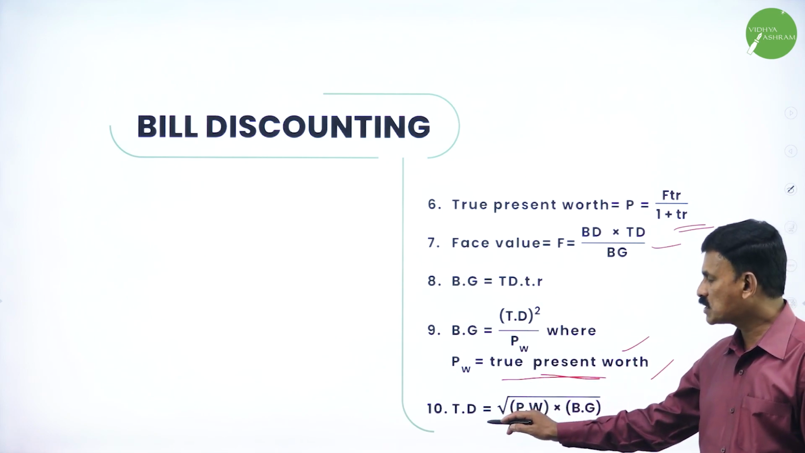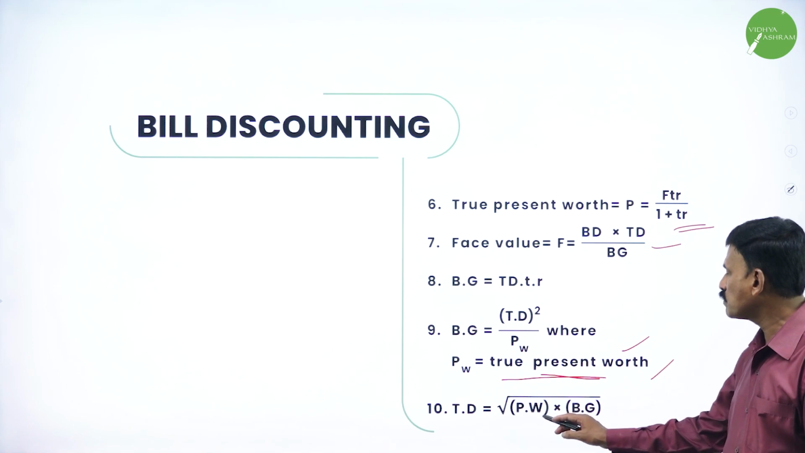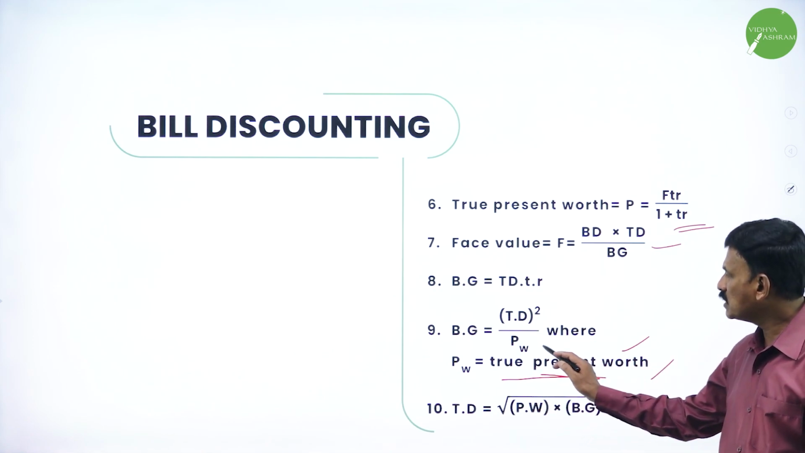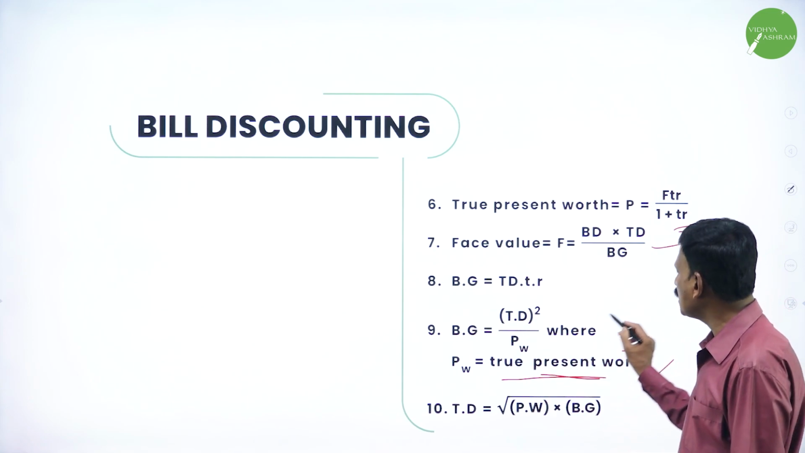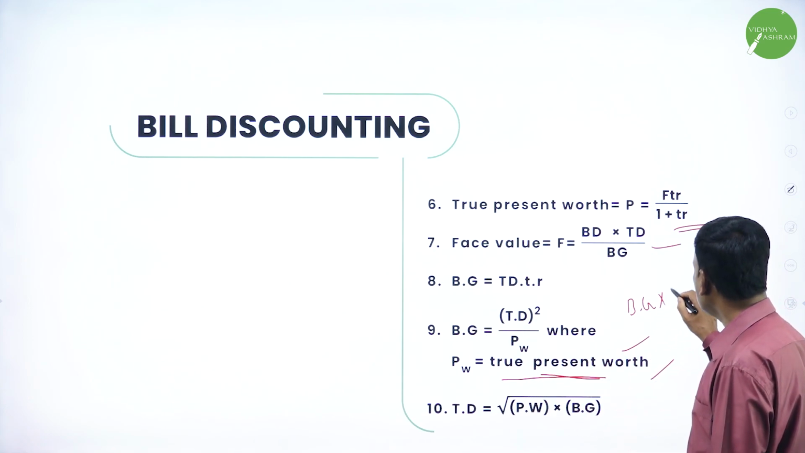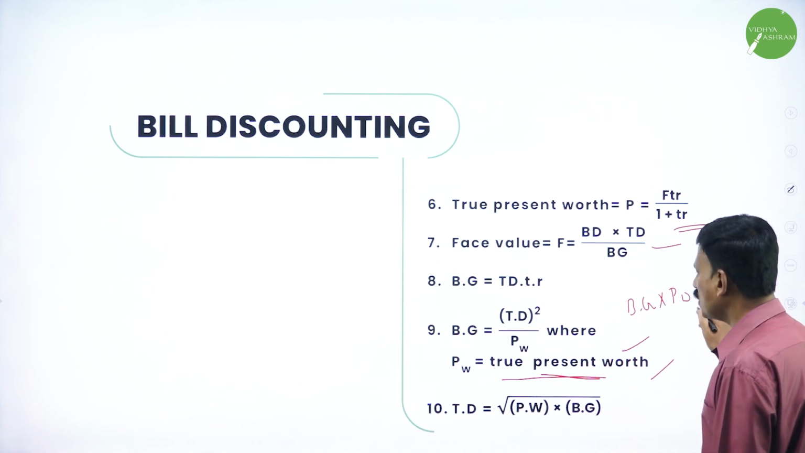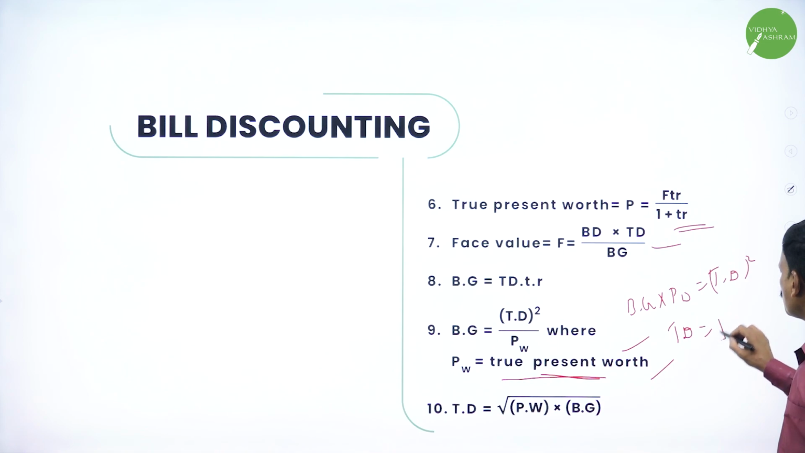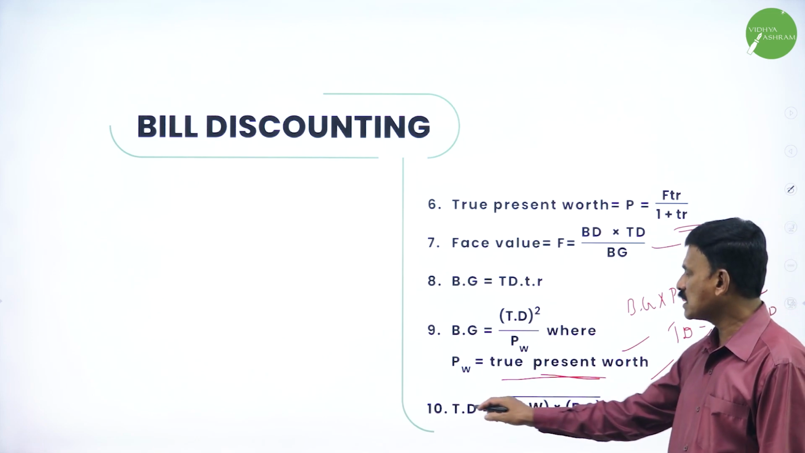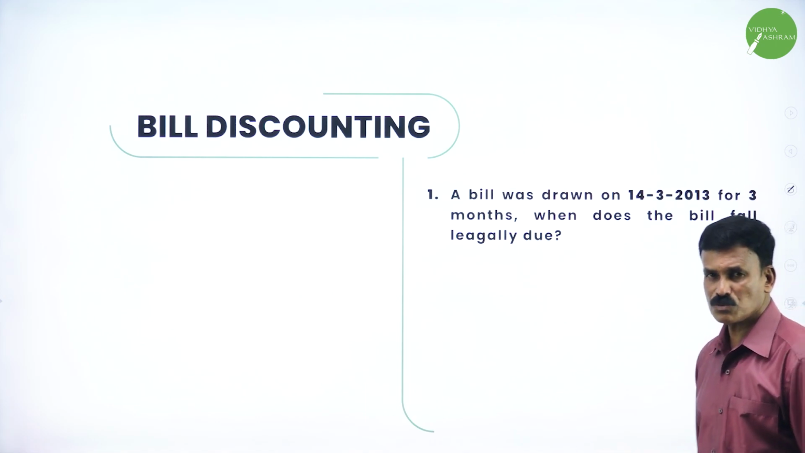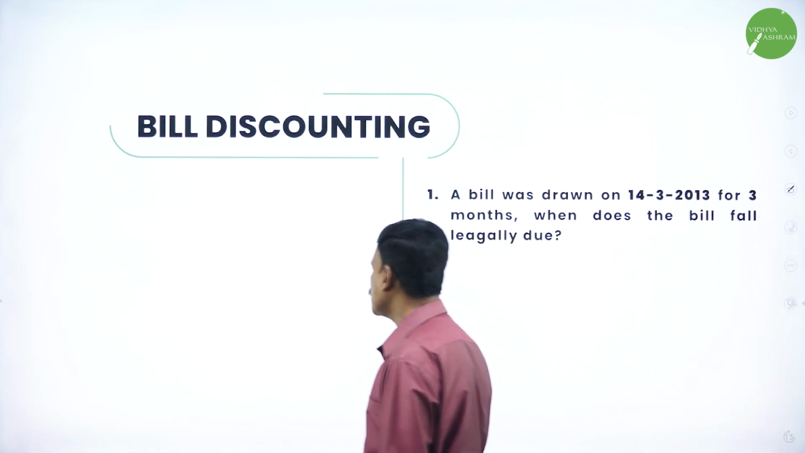And the true discount is also equal to the square root of PW into BG. If you cross multiply, what will you get? BG into PW is equal to TD square. So TD, the true discount, is equal to the square root of banker's gain into PW. So that is PW into banker's gain, under root, which will also give the TD. Now let us move on to a problem based on these formulas.